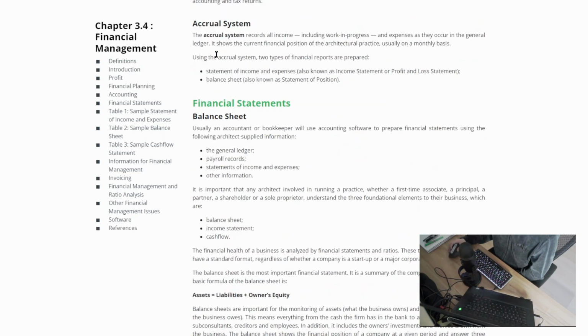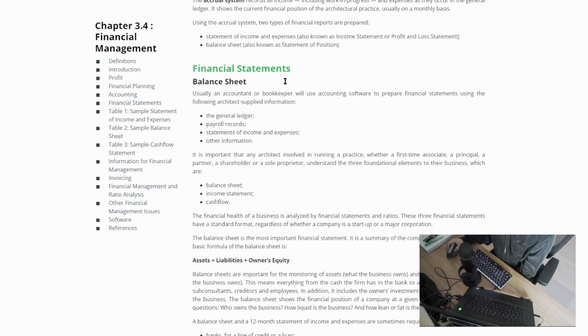Accrual system. The accrual system records all income, including work in progress, and expenses as they occur in the general ledger. It shows the current financial position of the architectural practice, usually on a monthly basis. Using the accrual system, two types of financial reports are prepared: statement of income and expenses, also known as income statement or profit and loss statement; and balance sheet, also known as statement of position.